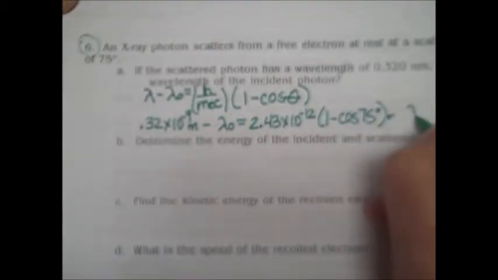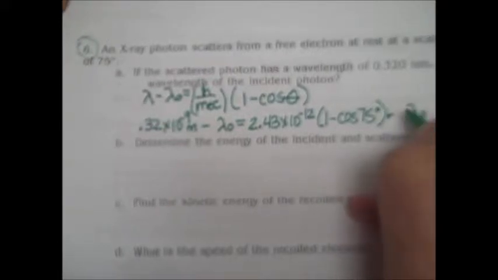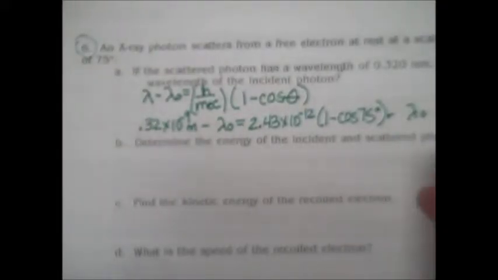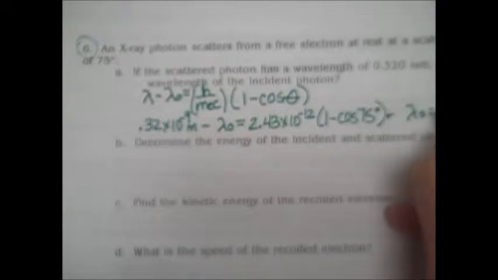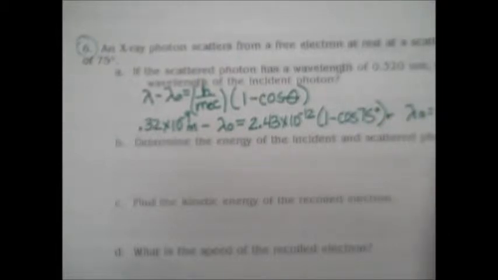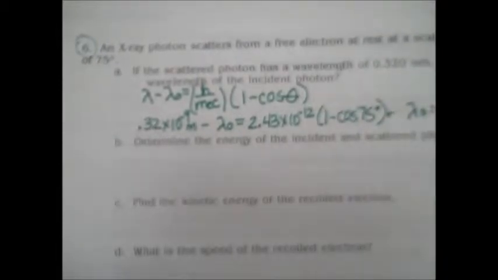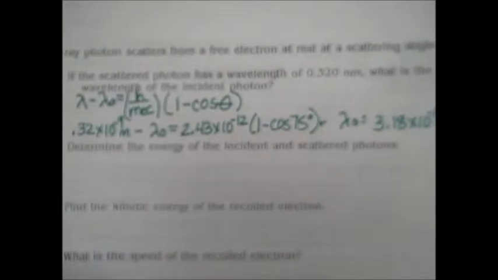And so I get the original wavelength to equal 3.18 times 10 to the minus 10 meters. Over there. There we go.